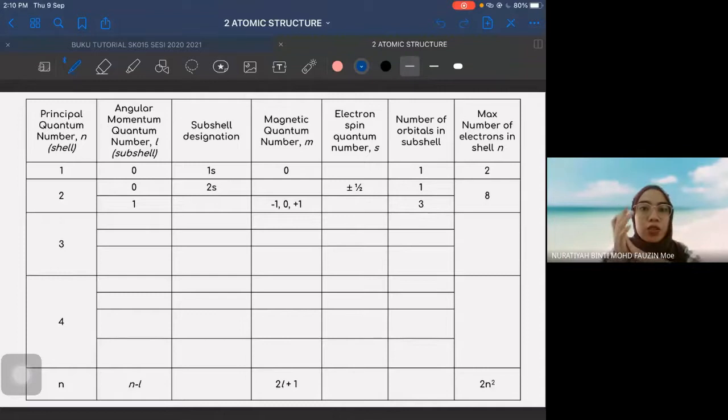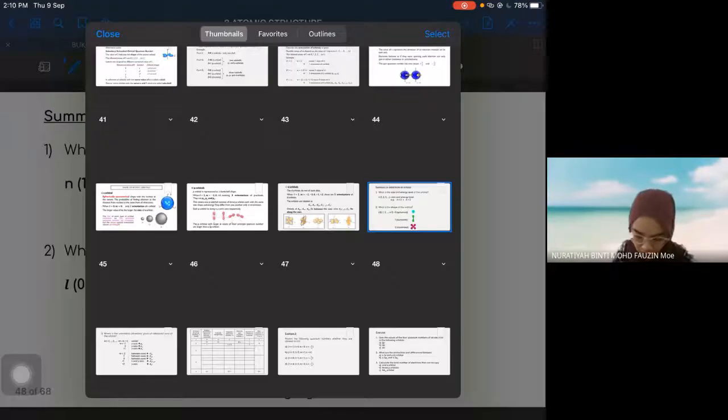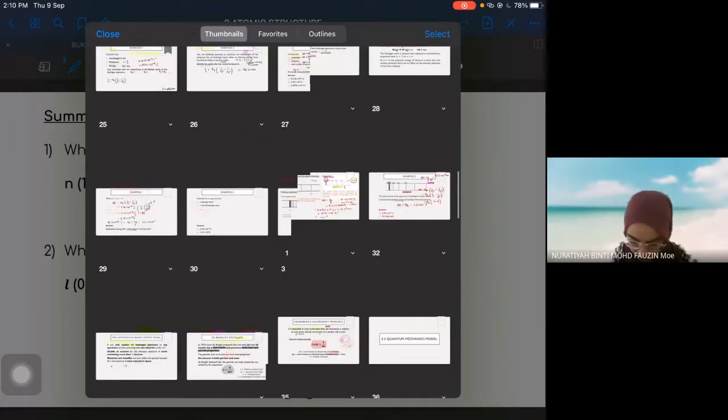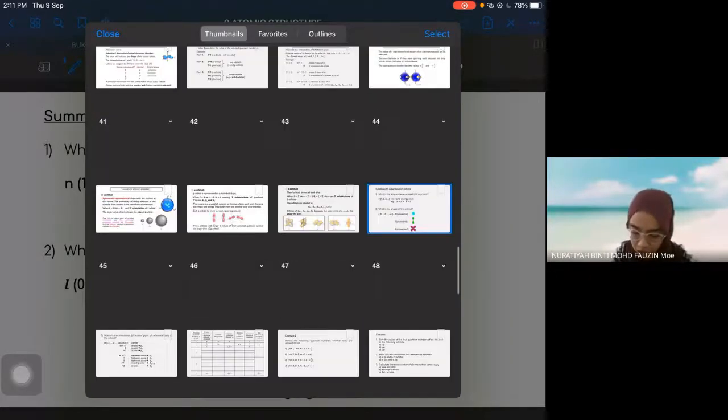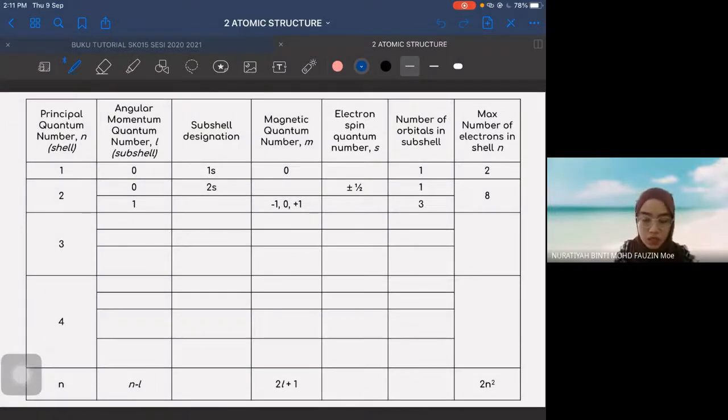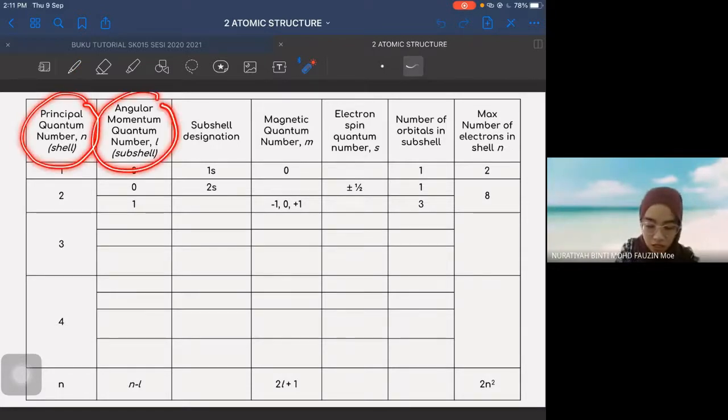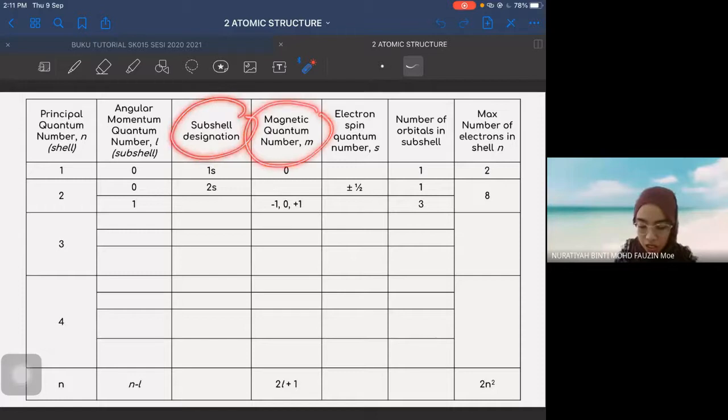Okay, so today we are going to do tutorial discussion for 2.2 and 2.3. So we will start with our notes, the examples and exercises again. The first example is an exercise we will discuss, I think that table, where you have your principal quantum number N, your angular momentum L, subshell, M, magnetic quantum number, electron spin S, number of orbitals in subshell, and the maximum number of electrons in shell N.